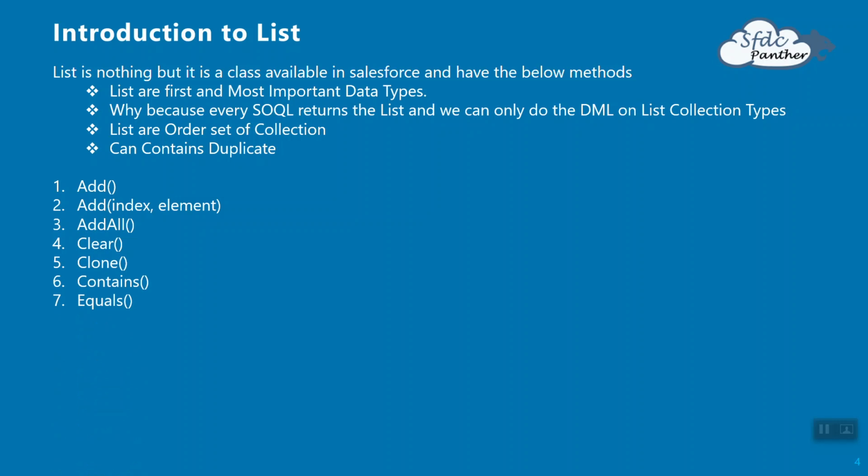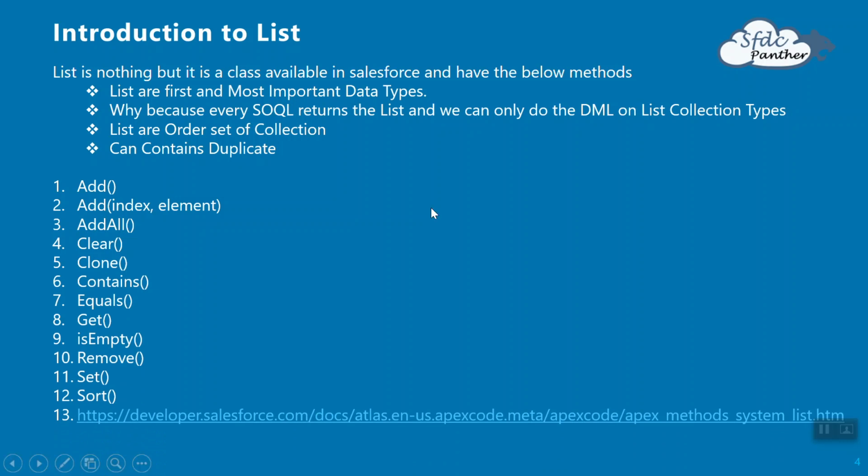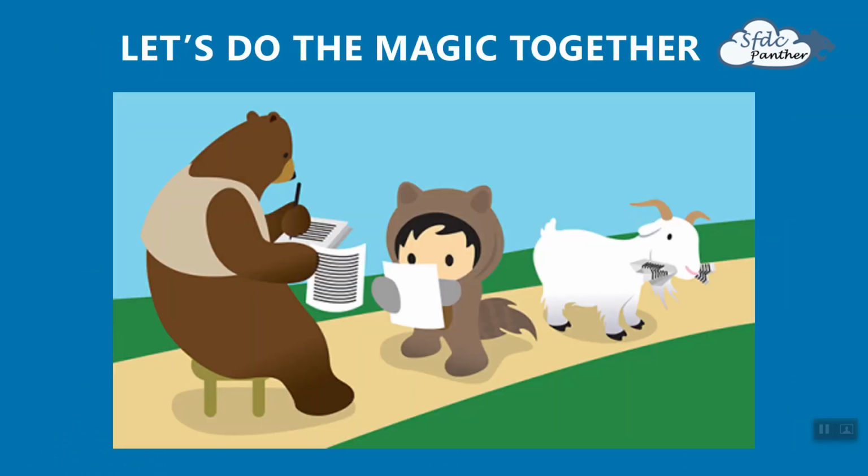We can check equals for two lists: if we have two different lists and want to check whether they are equal or not, we can use that. We can use get to get the data from a particular index, where we need to provide an index, which is an integer. isEmpty will check if the list is empty or not. Remove, to remove a particular element from a particular index. And then set, which updates the value for a particular index. And then we can use sort. To know more, you can go to the Salesforce documentation, where you can get all the information. So let's go ahead and do the magic together.